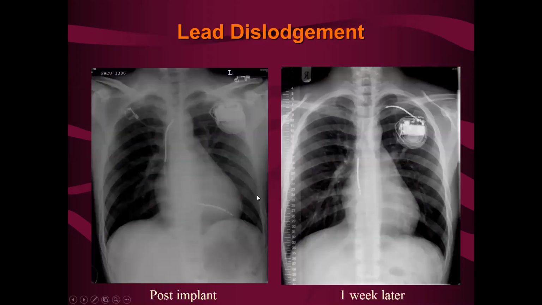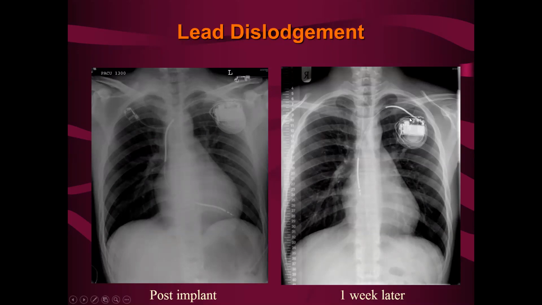So this is an example of a patient who got an ICD. The X-ray here is showing it's a transvenous ICD. So the system is sitting up here in the shoulder. It is an ICD because the device is pretty big on the X-ray, and also you see the defibrillation coil. There are 2 defibrillation coils here.